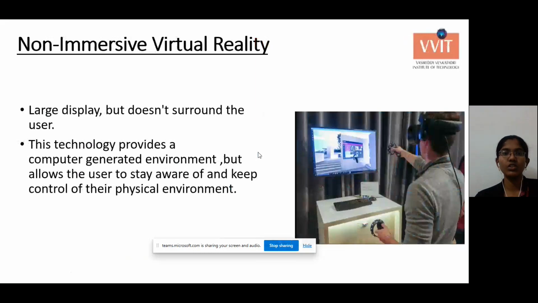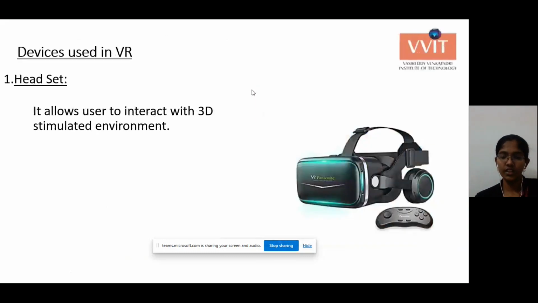Next, coming to the devices used in virtual reality, I will discuss only the major used devices. First one is headset, the next one is sensing glasses, and the third one is 3D audio. Now, headset, it allows the user to interact with a 3D simulated environment. Generally, it is kept over our eyes with the support of our head.